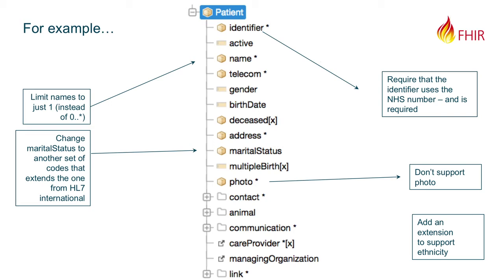But you might want to say that there can only be one name. In FHIR, there are multiple names. You might want to say that there's only one. There's your value set. You don't support photo and so forth. So that's what profiling is, and curation in the Interopen sense is creating profiles.